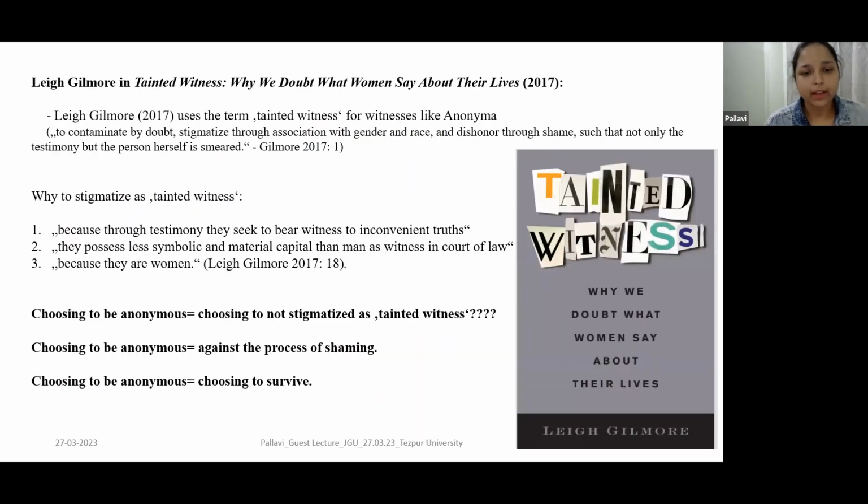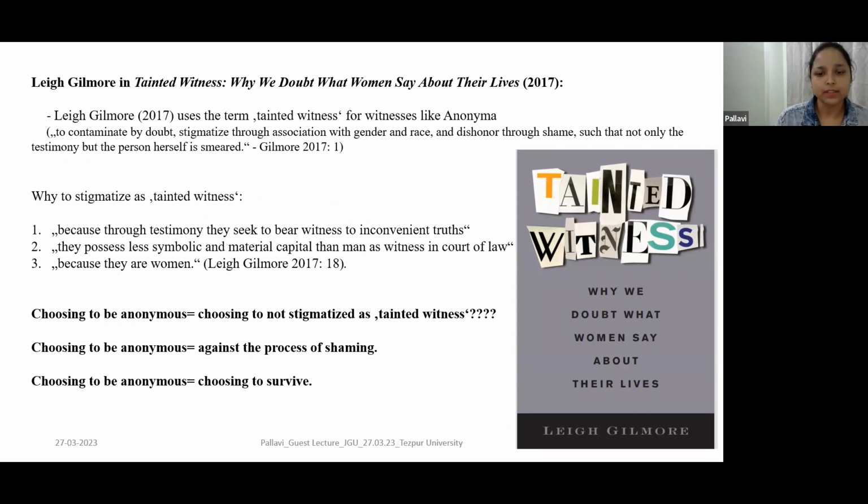Now I come back to the politics of remaining anonymous when we are talking about rape and sexual violence, and the lived experience of witnessing it. I have borrowed a few terms from a book by Leigh Gilmore. The title of the book I also find very fascinating: Tainted Witness: Why We Doubt What Women Say About Their Lives, 2017.